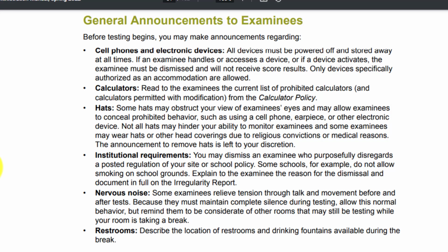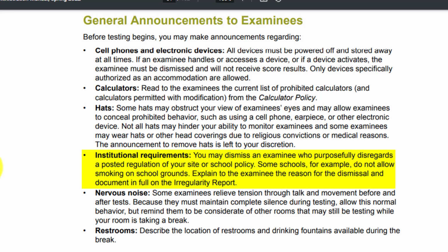It says you may make announcements regarding hats. Some hats may obstruct your view of examinees' eyes and may allow examinees to conceal prohibited behavior, such as using a cell phone, earpiece, or other electronic device. Not all hats may hinder your ability to monitor examinees, and some examinees may wear hats or other head coverings due to religious convictions or medical reasons. The announcement to remove hats is left to your discretion.